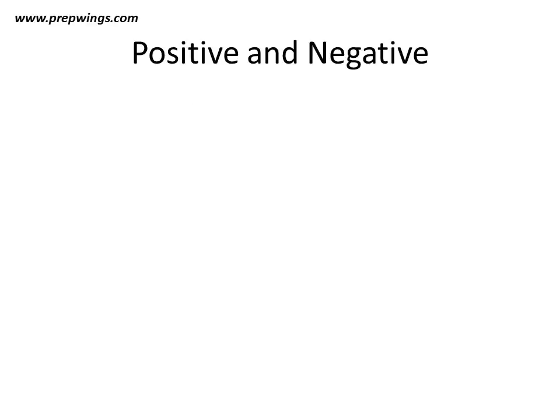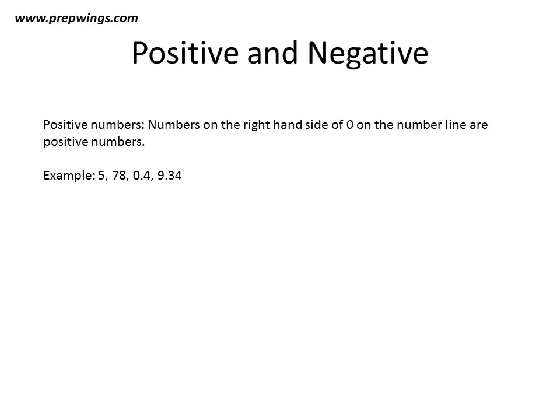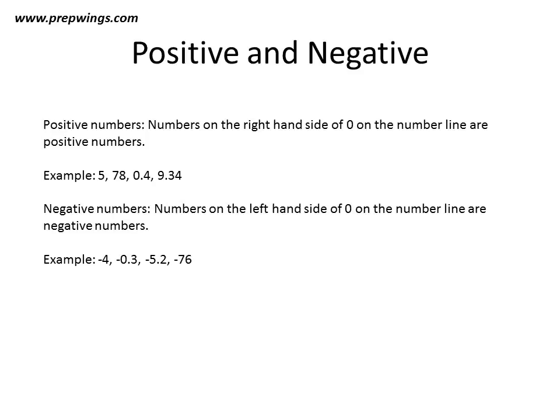Okay, so in this video we'll talk about positive and negative numbers. So first of all, what is a positive number? Numbers on the right hand side of 0 on the number line are positive numbers. A few examples are shown over here: 5, 78, 0.4, 9.34. Okay. Now negative numbers. Numbers on the left hand side of 0 on the number line are negative numbers. Examples include -4, -0.3, -5.2, -76.